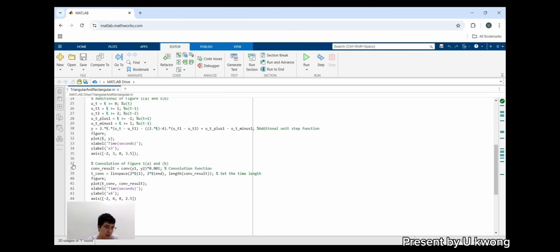From row 37 until 44 is the function to do the convolution of figure 1a and also 1b. This row is the convolution function, and this row is where we set a new time length for the convolution graph, and 40 until 44 is the function to plot the graph. So now we will run the code.